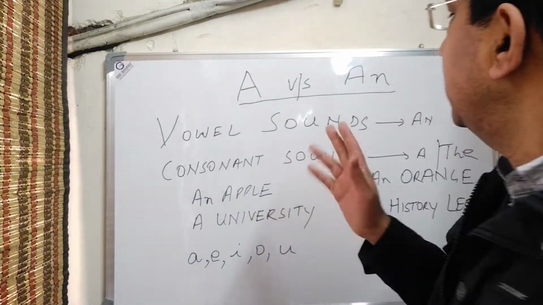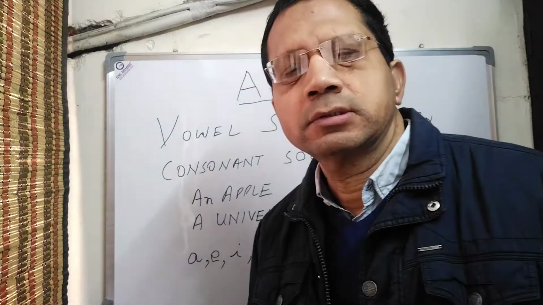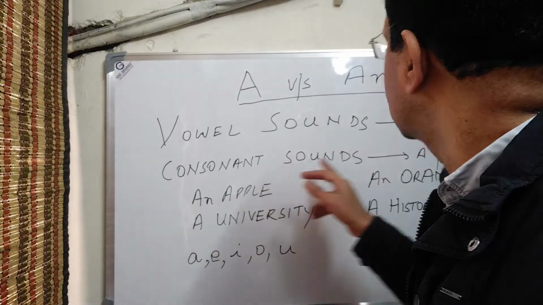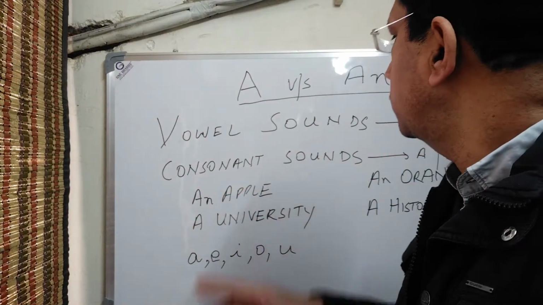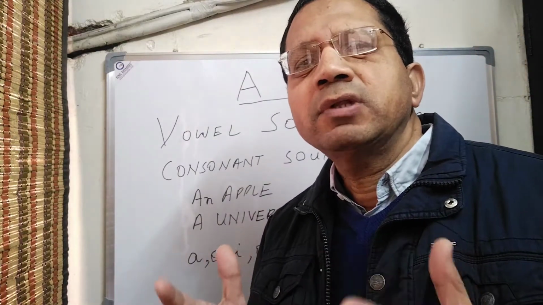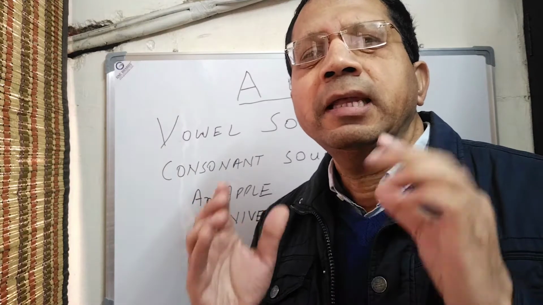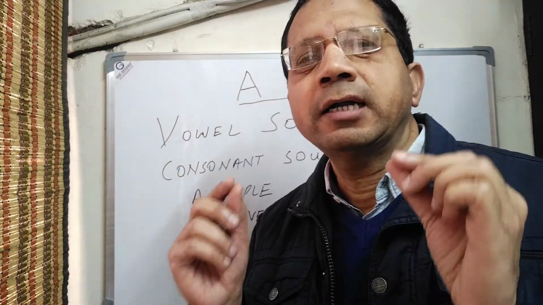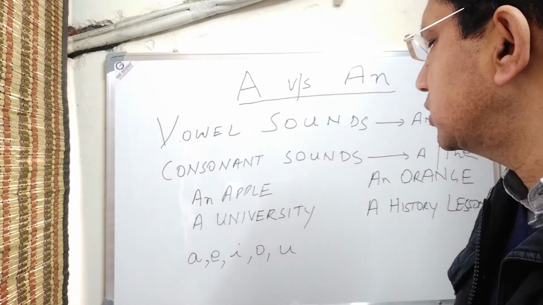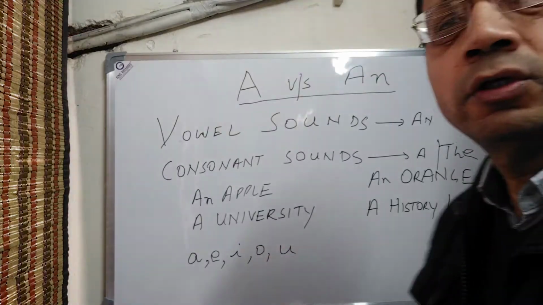Simply speaking, a and an are used in conjunction with vowel sounds. And those sounds which aren't vowel, they are called consonant sounds. So all the words which begin with vowel sounds have the article an before them. And all these vowel sounds begin with a, e, i, o, u.